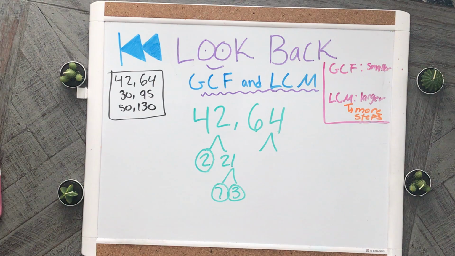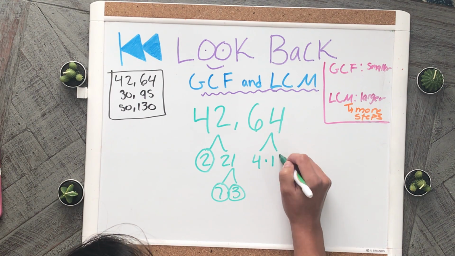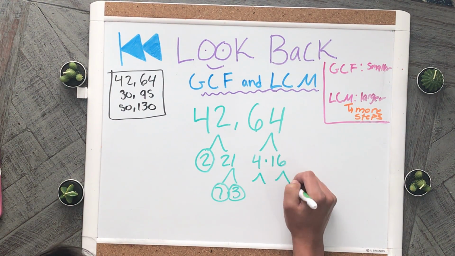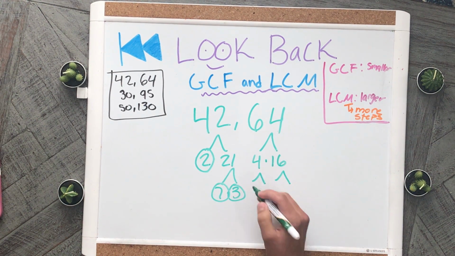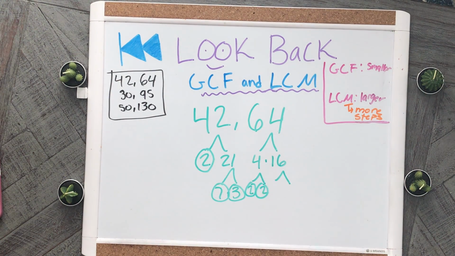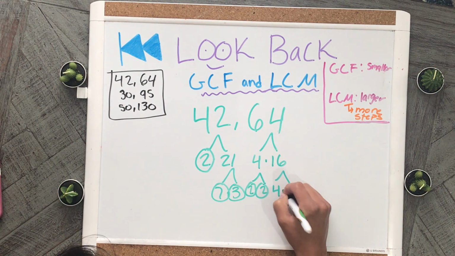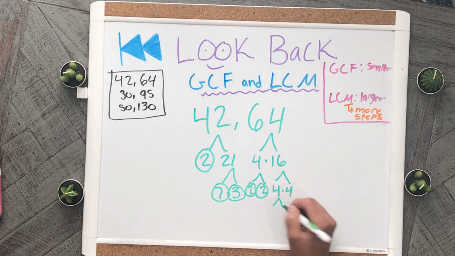Now to get to 64, what can we do? We can multiply 4 times 16. We have to break both of those down, because two numbers can be multiplied to get to both 4 and 16. To get to 4, we can multiply 2 times 2. Let's circle our 2's, those are prime. And 16, we can multiply 4 times 4. Maybe you multiply 2 times 8, either is fine. We will still get to where we need to go.